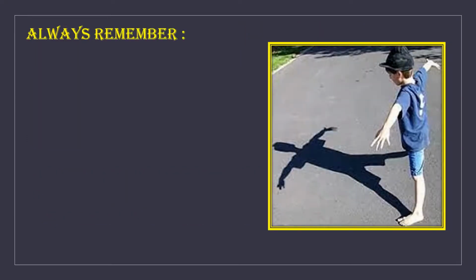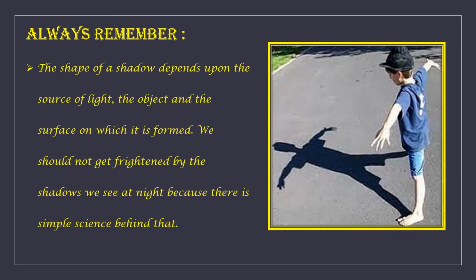Now, students, always remember that the shape of a shadow depends upon the source of light, the object, and the surface on which it is formed. We should not get frightened by the shadows we see at night because there is simple science behind that.